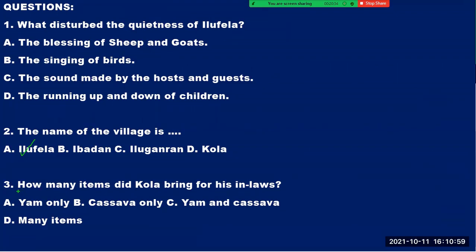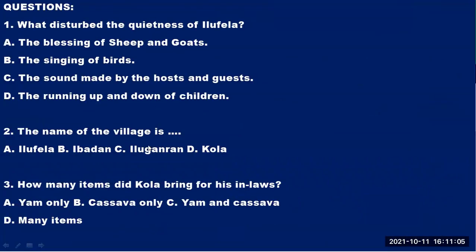Now, question number 3. How many items did Kola bring for his in-laws? A, yam only. B, cassava only. C, yam and cassava. D, many items. Of course, many items is the answer.